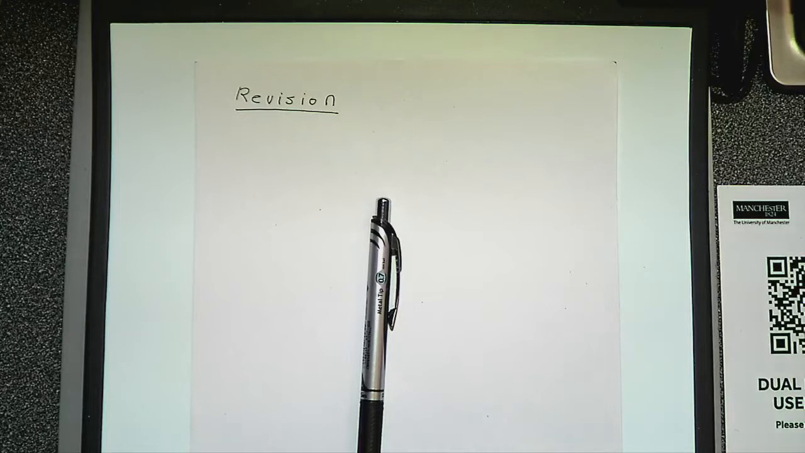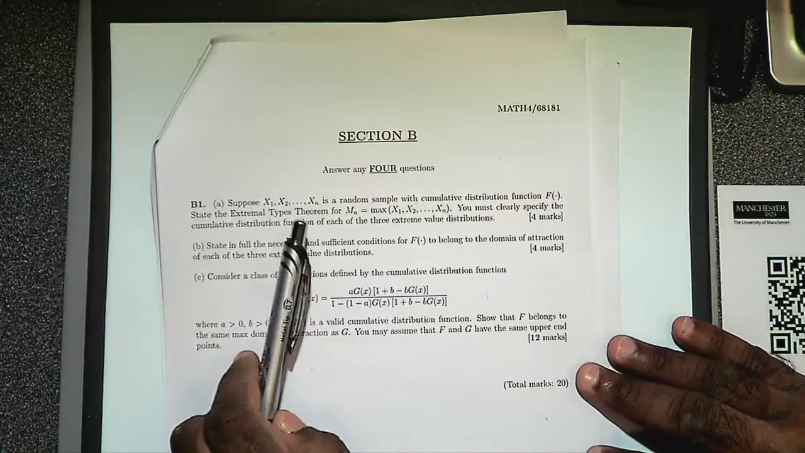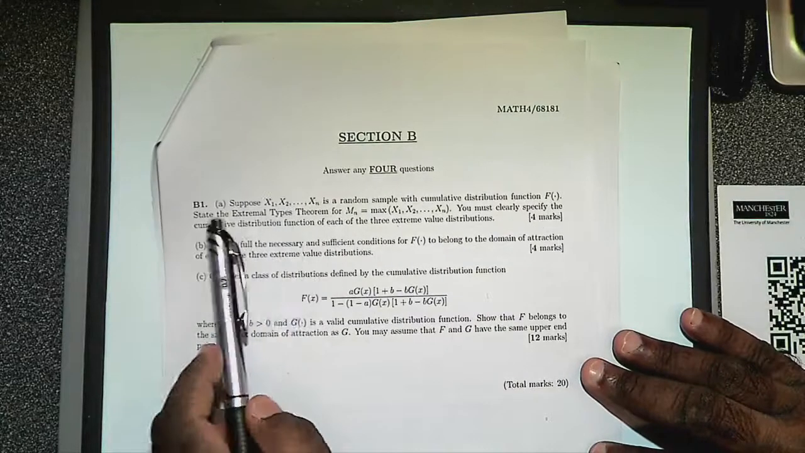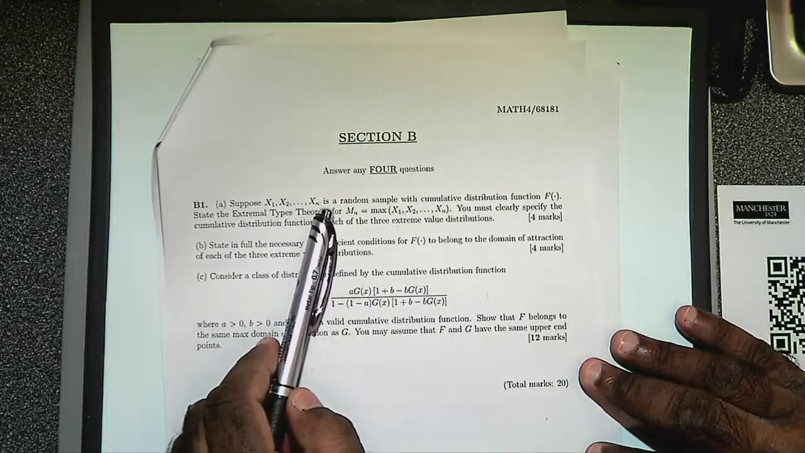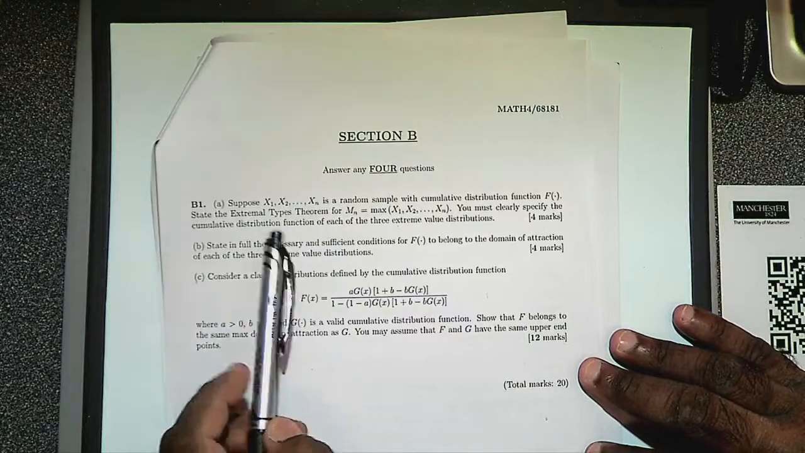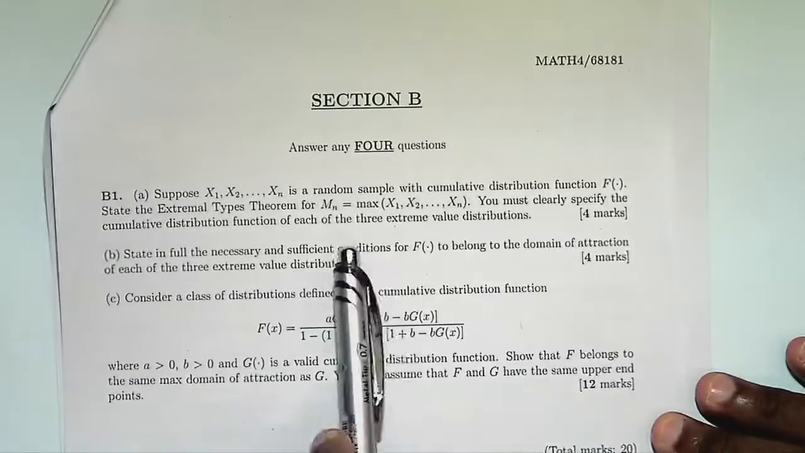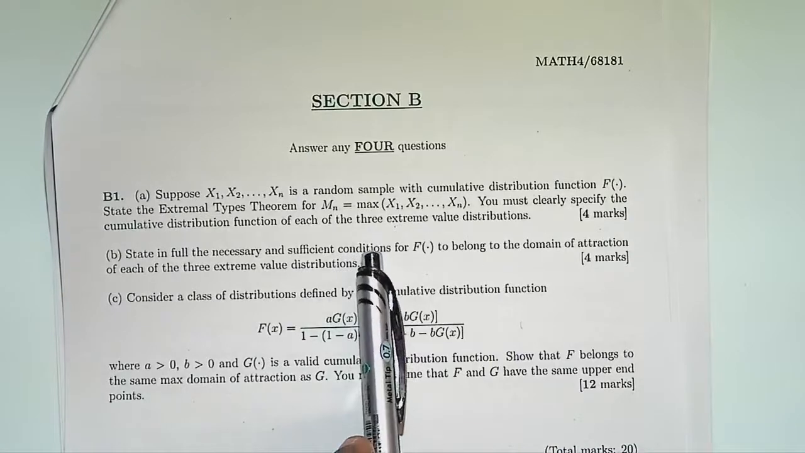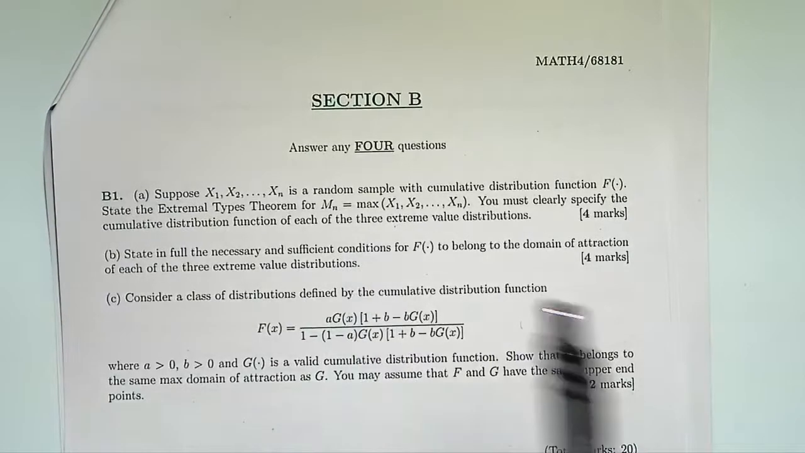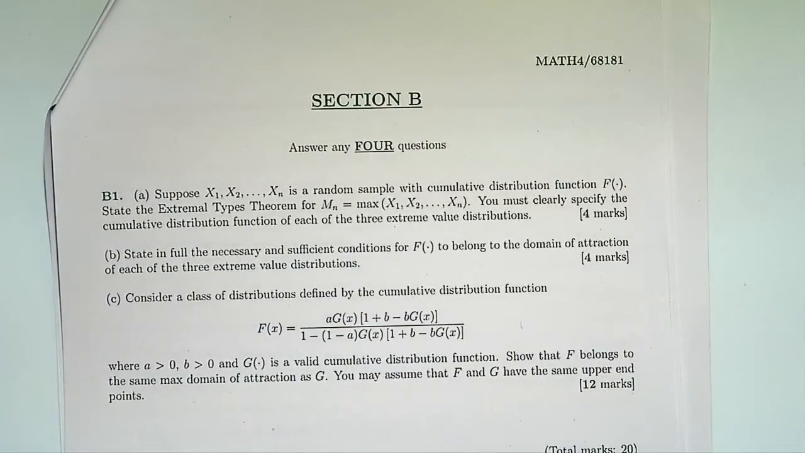right? So it's like this. This is from last year's exam paper. Hope you can see this. This is the part where you need to state the extremal types theorem. This is the part where you need to state the necessary and sufficient conditions for each domain of attraction.